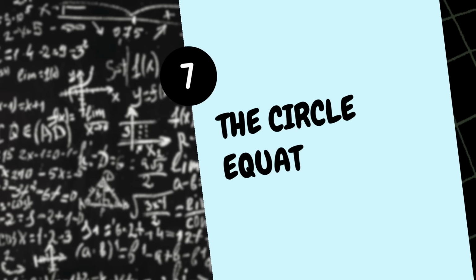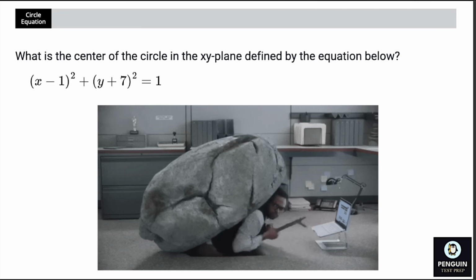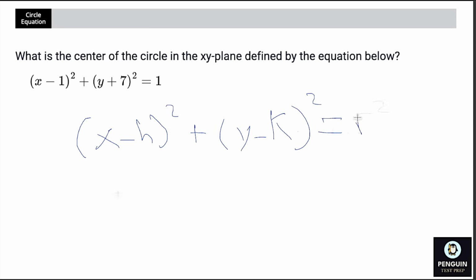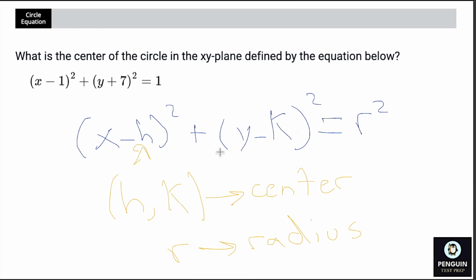Next up, we've got the circle equation. And the circle equation, in case you've been living under a rock for the last, I don't know, however long, is going to be x minus h squared plus y minus k squared equals r squared. HK is the center of the circle and r is the radius. The only thing that might trip you up is the fact that we have minus h and minus k. So whatever we actually see is going to get flipped. So the center of this circle would be +1, -7. And that's going to be our answer for this one.